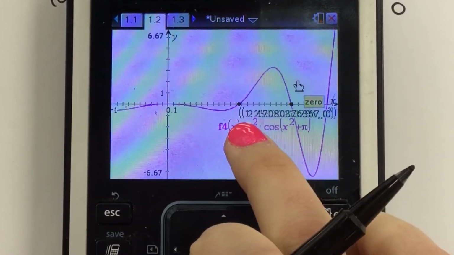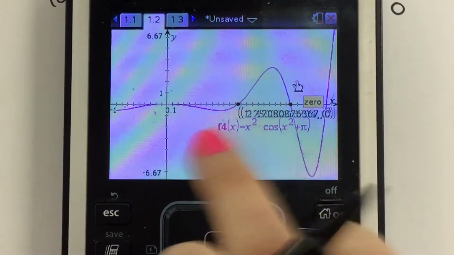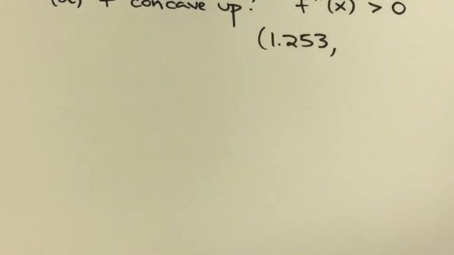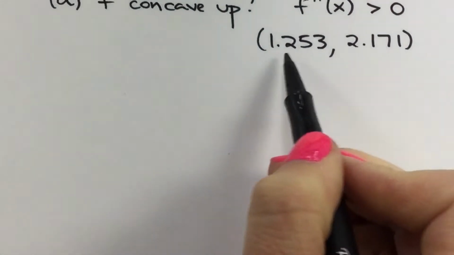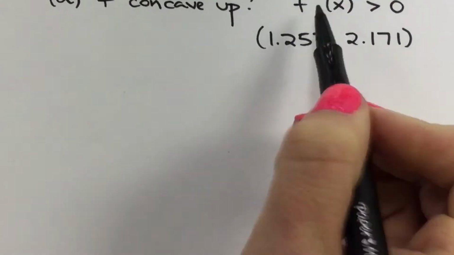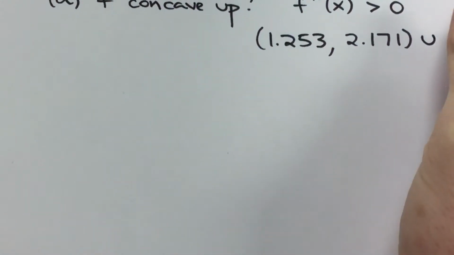And we can see, barely, it says 2.1708. So 171 or 170, whether you round or truncate. I personally am a rounder, so I'm going to write 171. So in between those two x values, f double prime is positive, which means f is concave up. And then we move to another interval.